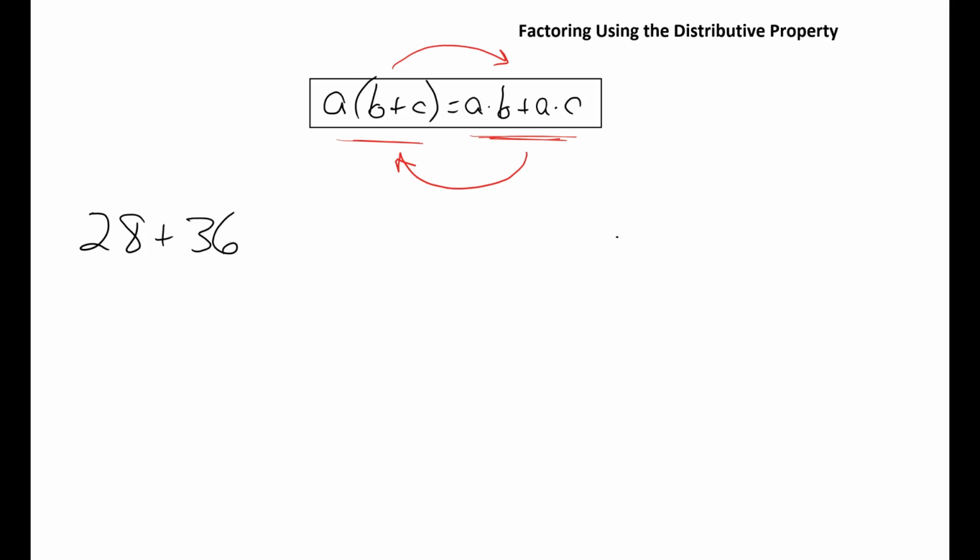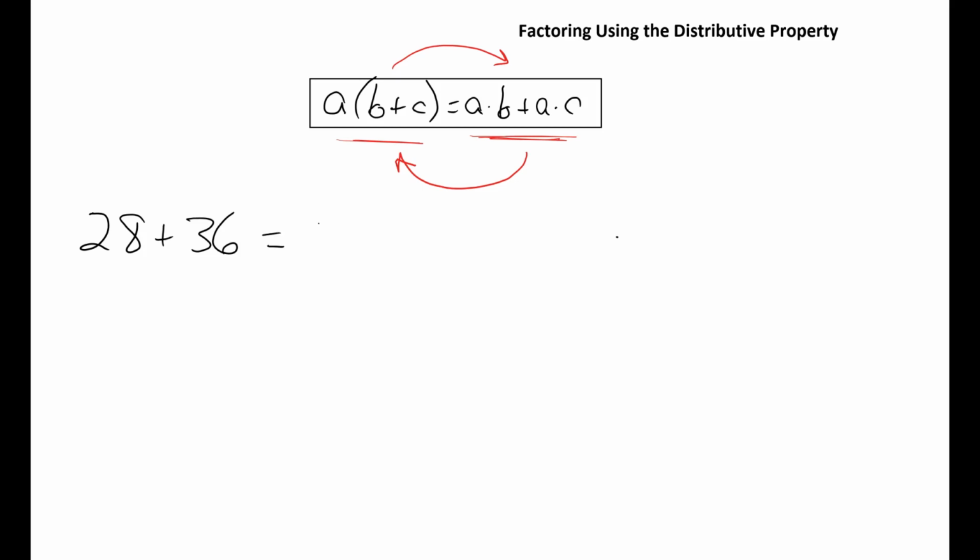So in order to rewrite this sum in the form A times (B plus C), I'm going to need a common factor that I can factor out of each number. That's going to be my A number. Now, notice that since both of these two numbers, 28 and 36, are even, I know that 2 is a common factor. So I could rewrite my expression like this.